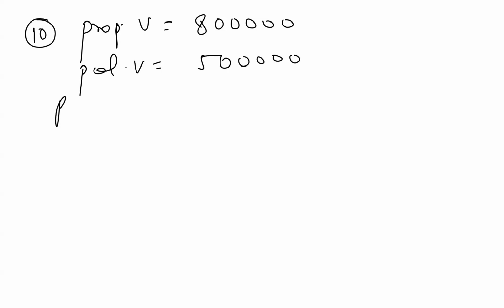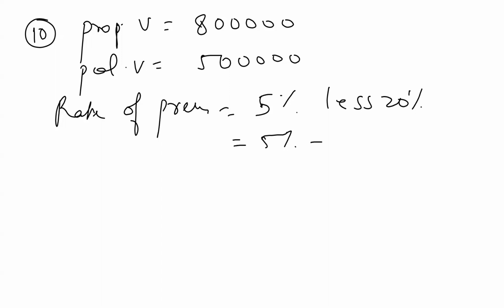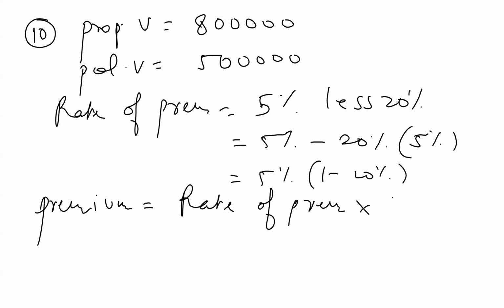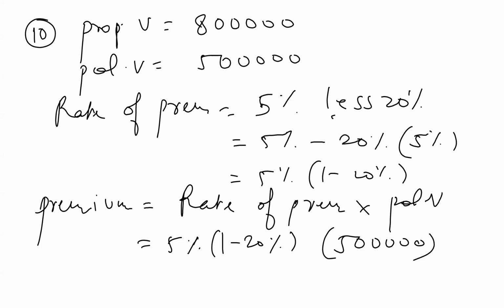Rate of premium is equal to 5% less 20%. That is, 5% minus 20% of 5%, so 5% of 1 minus 20%. So this is the rate of premium. Let's calculate premium. Premium is equal to rate of premium into policy value. See, less 20% is a 20% discount given on 5%. So discount is nothing but a minus sign on 20% of the original rate.